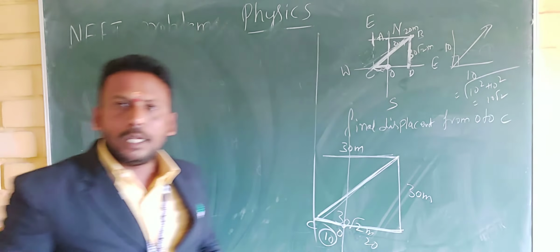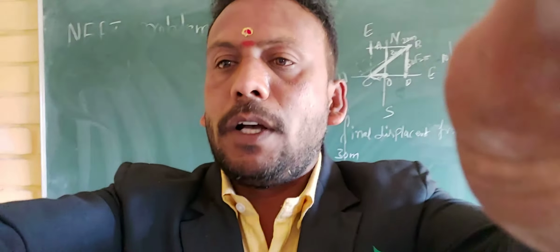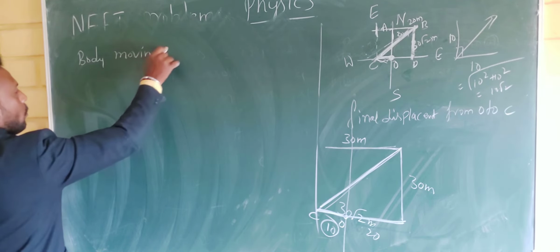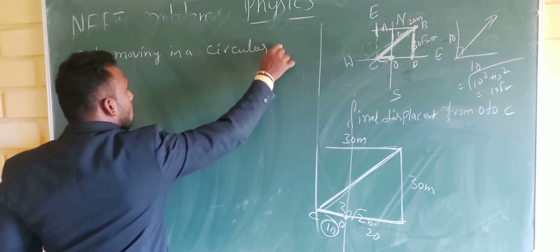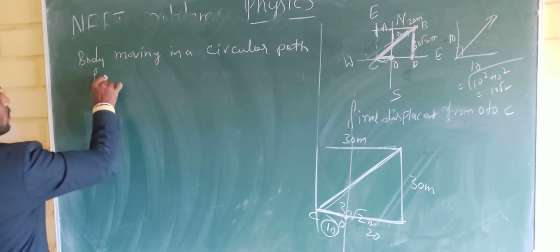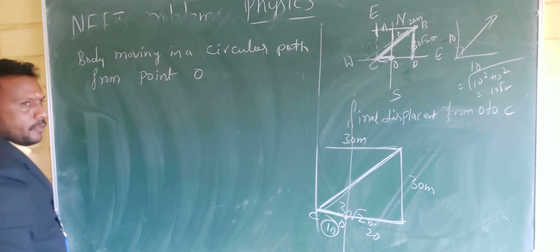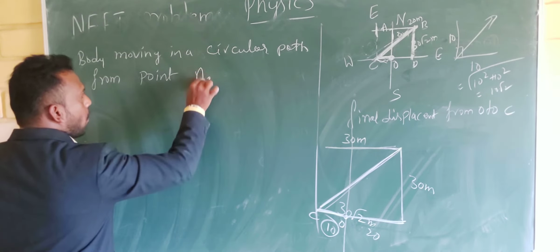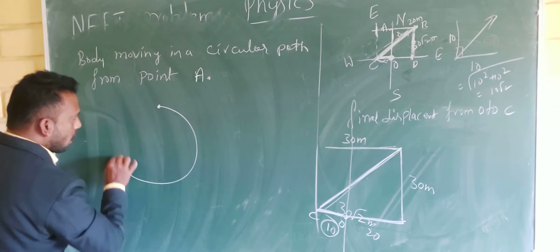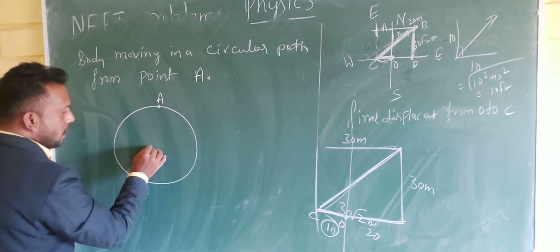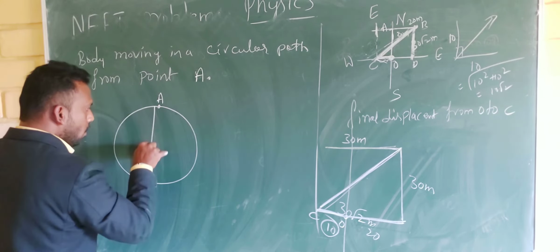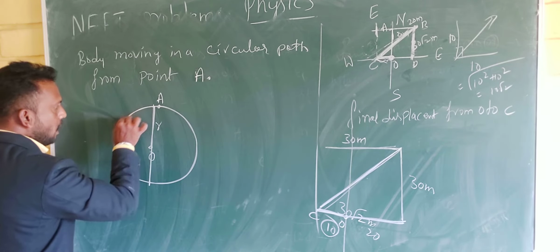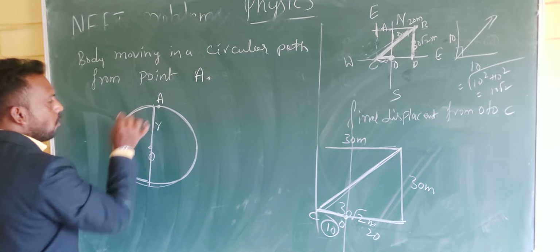For example, a body moving in a circular path from point A. This is point A. It moves in a circular path, and the center of the circular path is O. The radius of the circular path we denote as R. This is half circle, and this is the remaining half circle. From point A to point A is one complete circle.